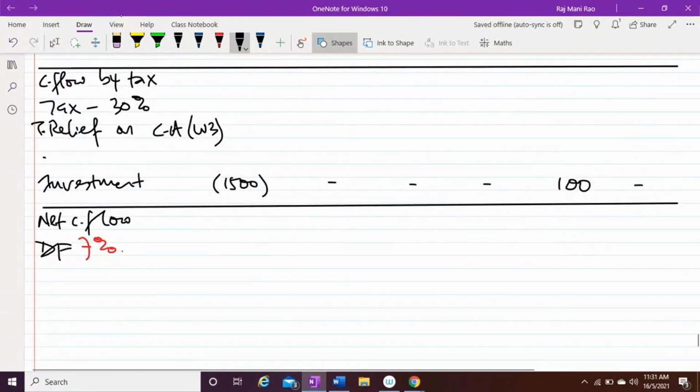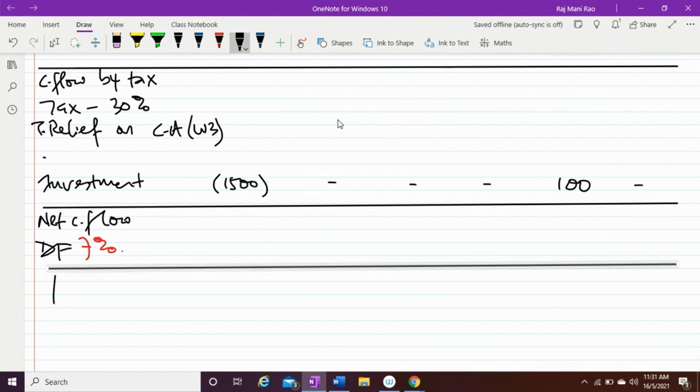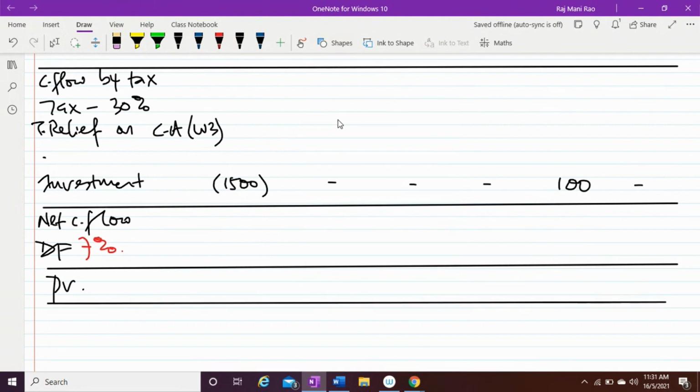This is already very, very problematic. You don't know your NPV format, and you want to sit for the FM paper. This doesn't look good.